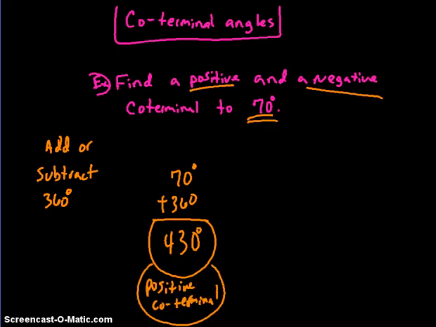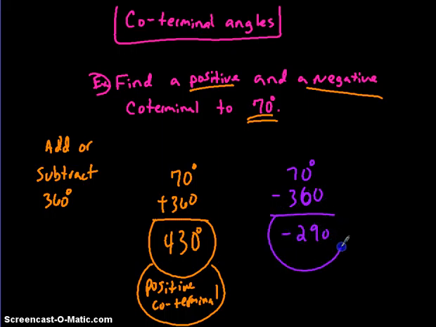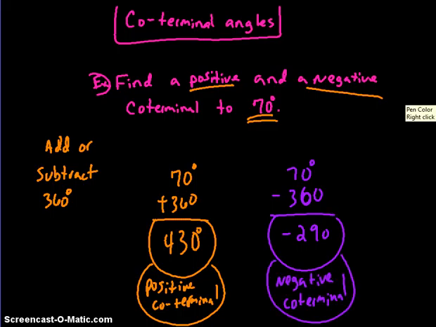If I want to find a negative coterminal, I would take 70 degrees, and I subtract 360 from it. So if I subtracted 360 from 70 degrees, you wind up having negative 290 degrees. So here we are, and we have a negative coterminal to the exact same angle. So that's a positive and a negative version of the exact same angle. So positive 70 is equivalent to 430 degrees or negative 290 degrees. And I could prove that.